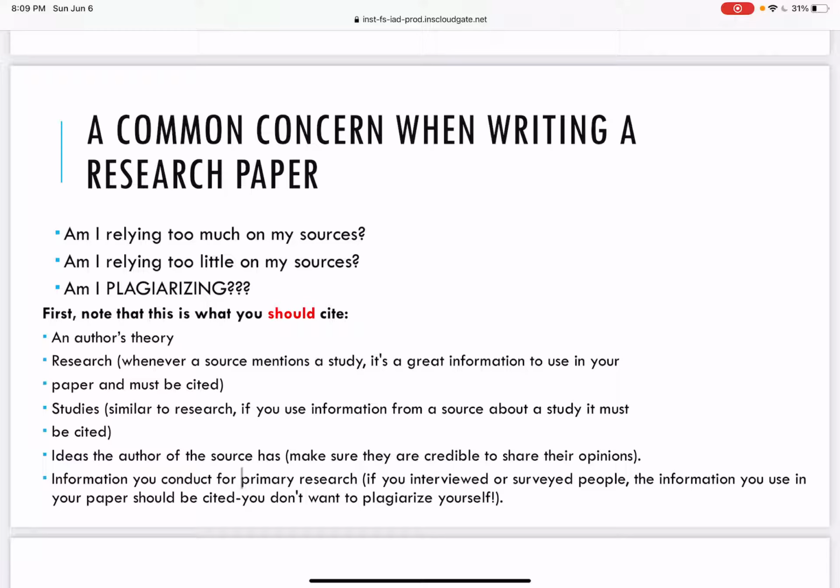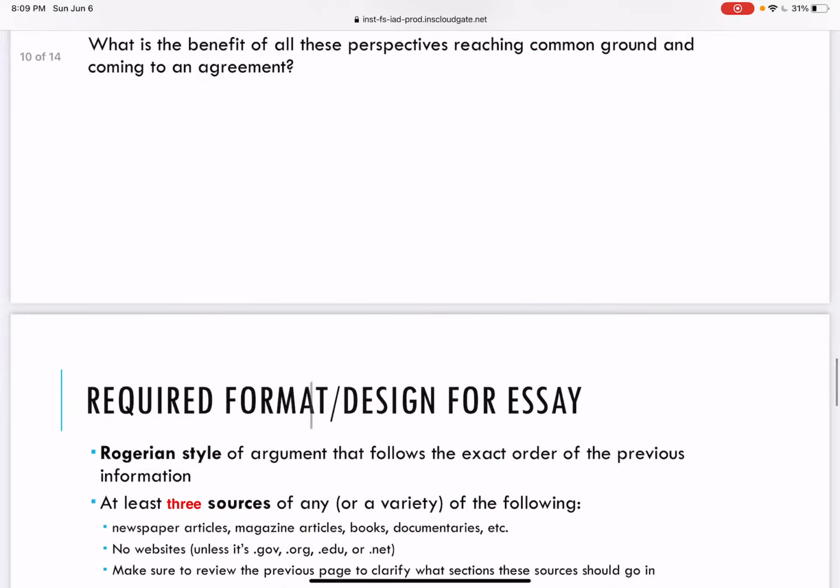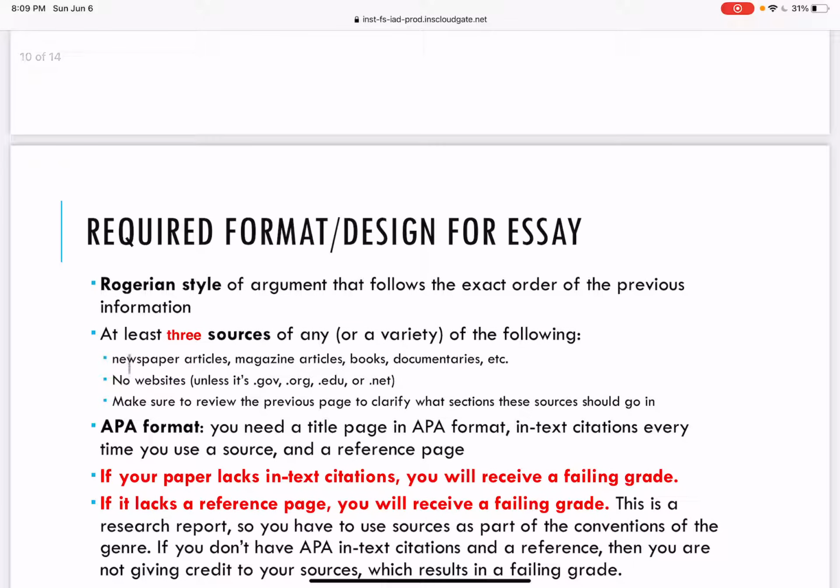Information you conduct yourself: I don't recommend primary research right now because, with the interest of time, it takes a lot of time. That's where you become the researcher and you maybe interview or survey people in relation to your topic. You can use that data, but you need to cite yourself because, as silly as it sounds, you would be plagiarizing yourself if you don't give credit. If you want to know more about primary research, feel free to reach out to me, but I would only focus on secondary sources. That's information that's already published and has already been researched, that you didn't create, somebody else did. And these are all secondary sources.